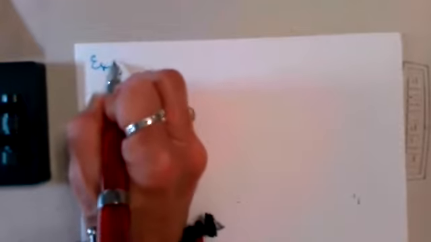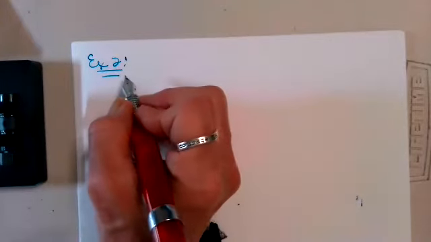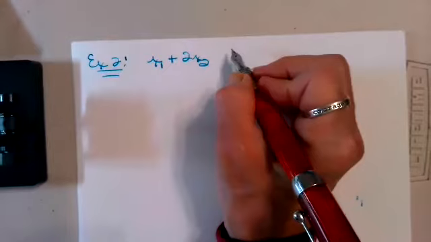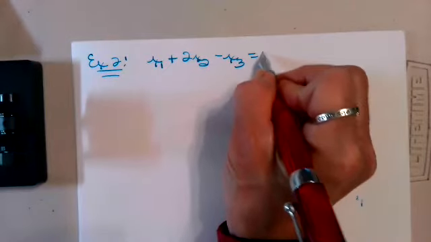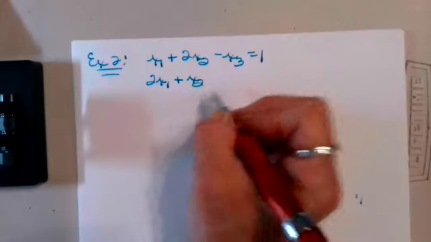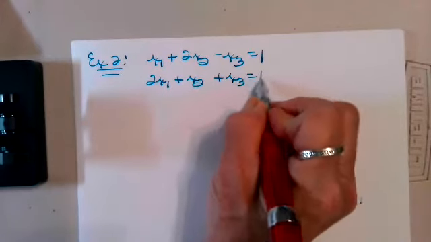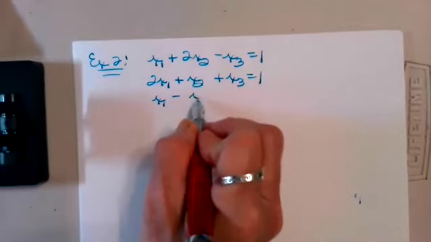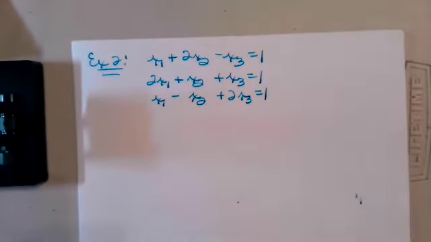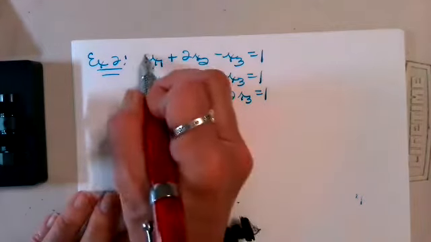Well, I shouldn't have given the result away, but suppose I look at the system x1 plus 2x2 minus x3 equals 1, and 2x1 plus x2 plus x3 equals 1, and x1 minus x2 plus 2x3 equals 1. Okay. So you want to solve this system.